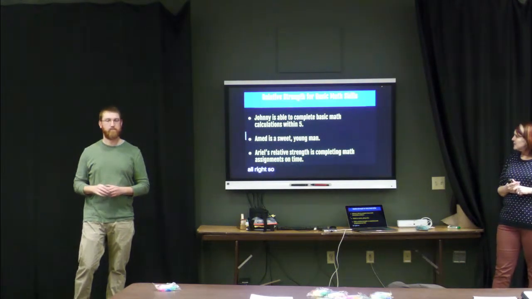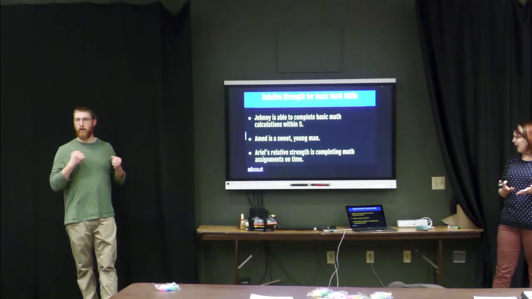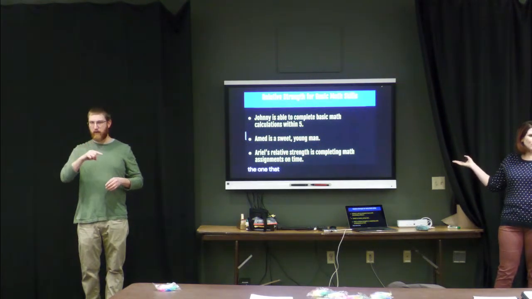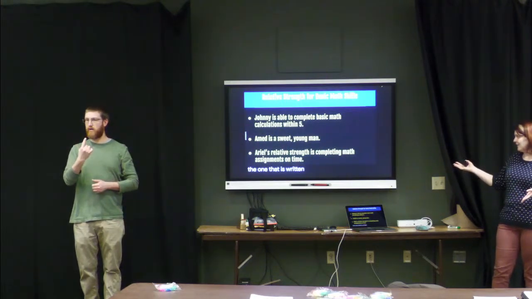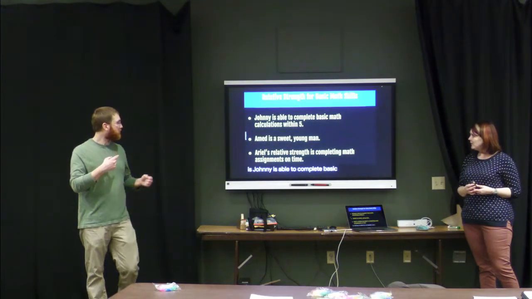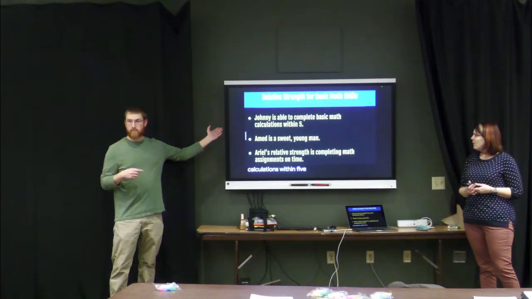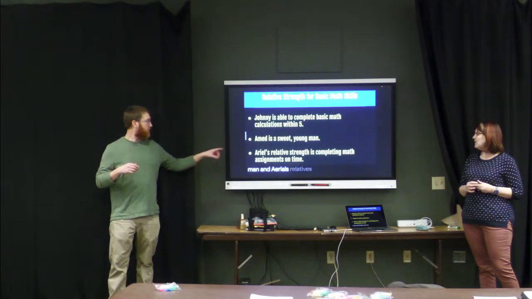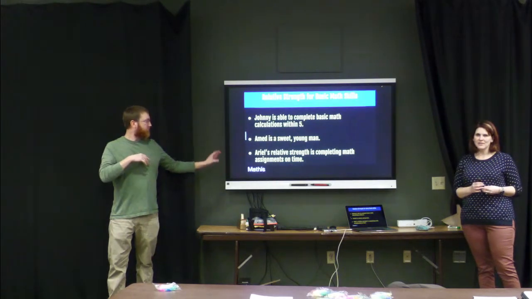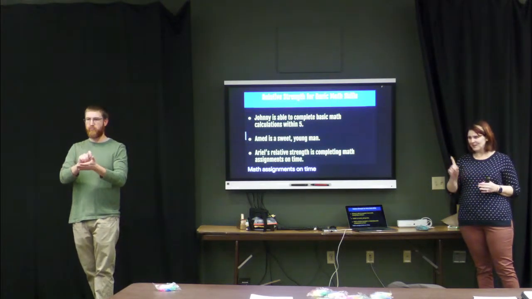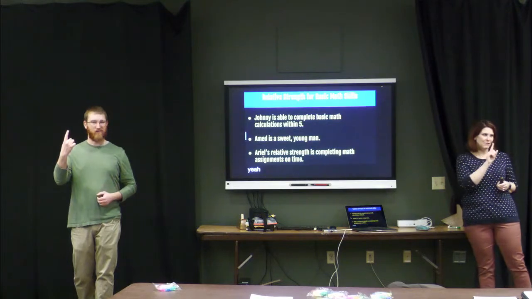All right, so here are some strength statements about math. We just kind of want you to pick the one that is written correctly. So the first one is Johnny is able to complete basic math calculations within 5. Ahmed is a sweet young man. And Ariel's relative strength is completing math assignments on time. So which one would we say is a strength as it's relative to one? Yeah, the first one for sure.